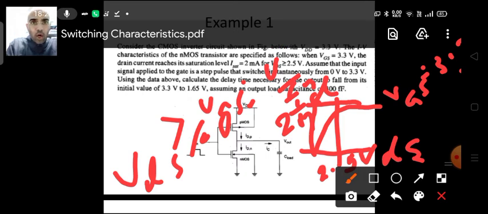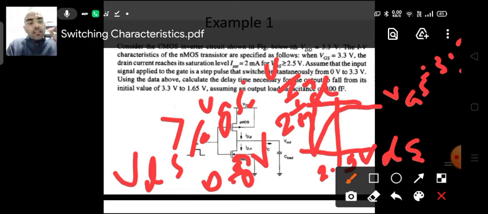So VTN is VGS minus VDS. VGS is 3.3 volts and VDS is 2.5 volts, so 3.3 minus 2.5 gives 0.8 volts. So VTN for this particular device is 0.8 volts. If you understand this basic thing, what VTN is, then things will be easy for you, because this is not given.